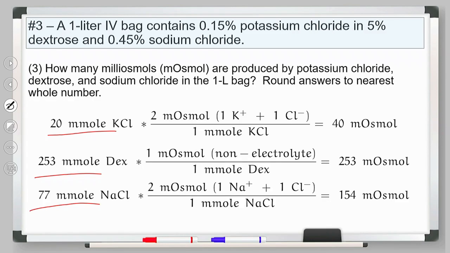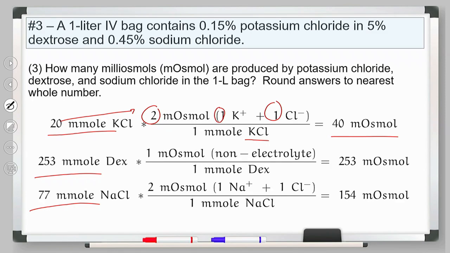In this case, we had 20 millimoles of potassium chloride. Now when they dissociate, I don't care about the charge or the electricity, I care about how many things come out of that. So out of potassium chloride, I get 1 potassium and 1 chloride, so I get 2 things. If I start with 20 of the molecules, times 2 gives me 40 particles. 20 molecules become 40 particles.